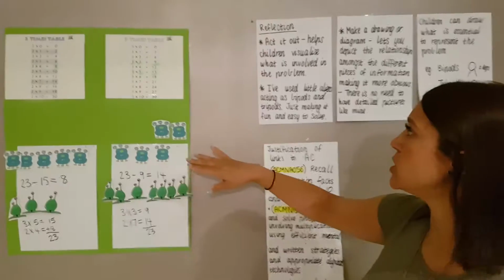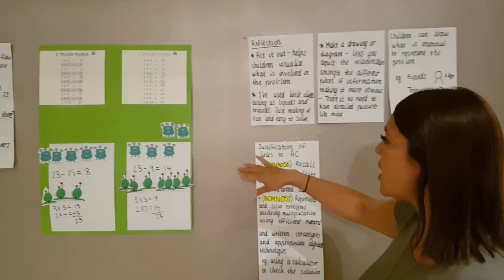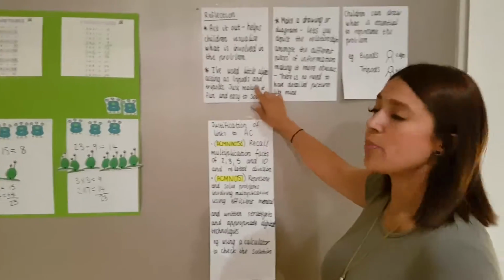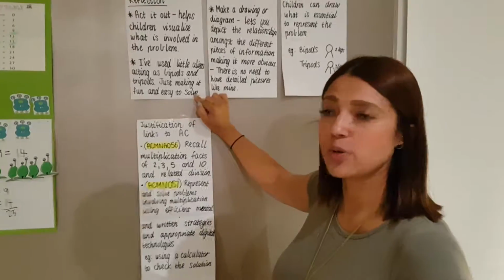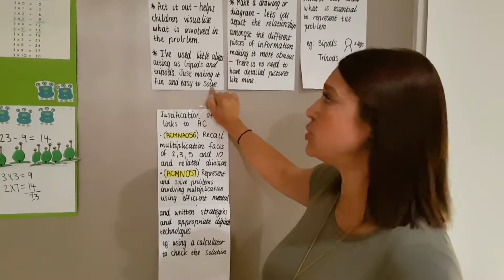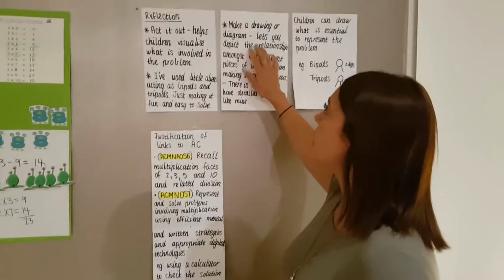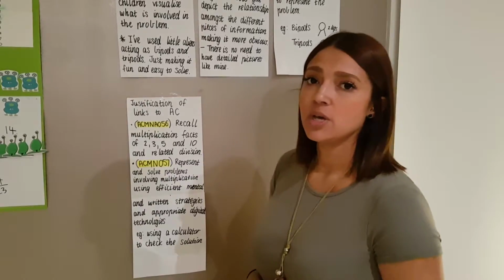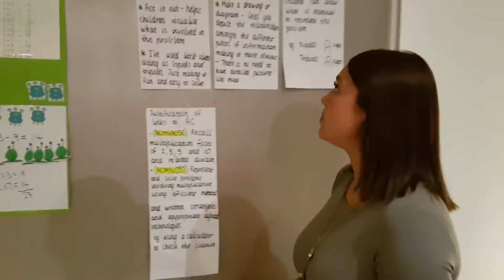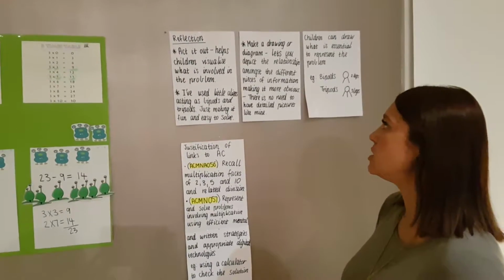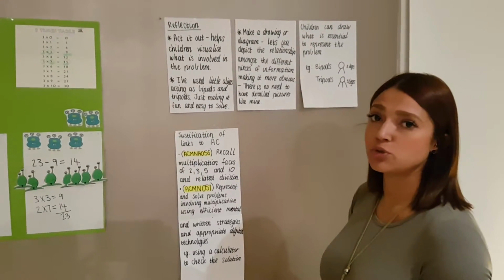We've looked at the whole process here. I've used the little aliens through these pictures here, acting as bipods and tripods, just to make it a little bit more fun and easy to solve the problem for the children. Now, they can also do a drawing or a diagram, and this helps you actually depict the relationship amongst the different pieces of information, making it more obvious for the children.